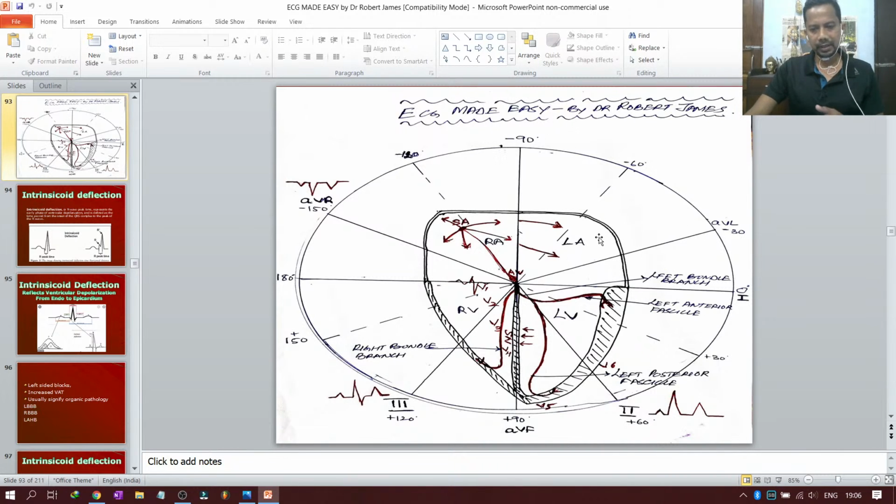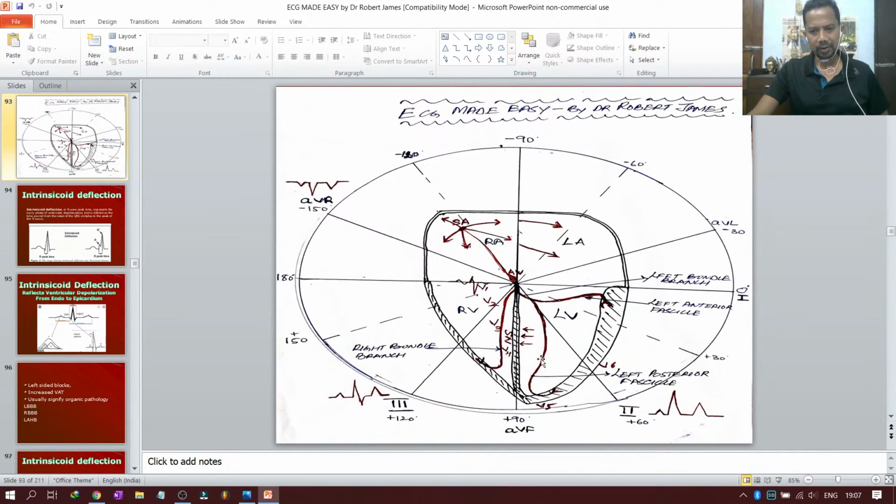Now you will think LBB also causes LAD. There are many things that can cause LAD, but in LAHB, because it is within the same chamber, the QRS doesn't widen. So there will be a deep S in lead 2, lead 3, and left axis deviation. So that is the criteria for LAHB.